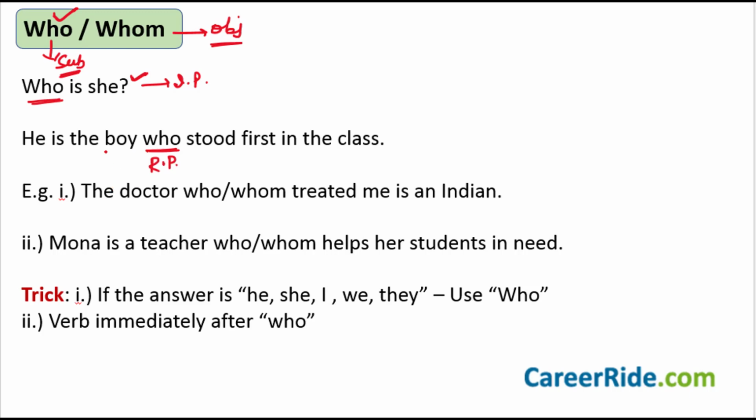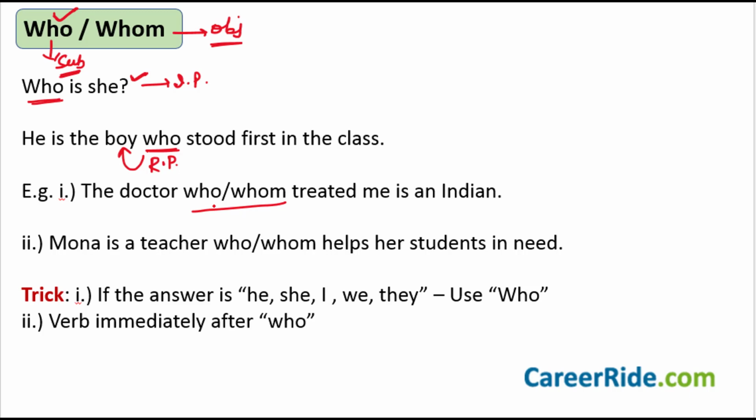Relative of its noun. Relative of the noun that comes just before it. Okay. So he is the boy who stood first in the class. So it is relating to its noun here. Okay. That is why it is a relative pronoun. See how easy it is to remember now. See this example sentence. Where should you use who? Okay. The doctor, let's say this is a blank here and you are supposed to fill who or whom. The doctor dash treated me is an Indian. What should you fill? Who or whom? Try to answer it for yourself.